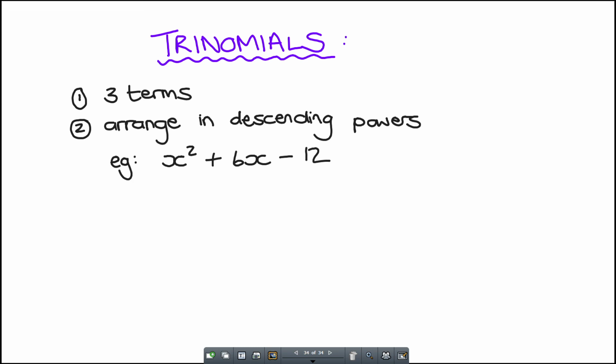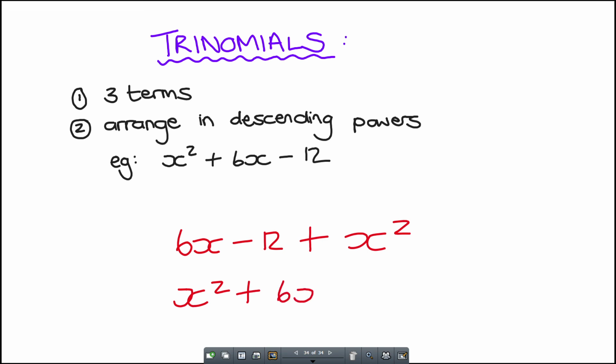Do you guys agree? Do you guys understand what I mean? So if it was shuffled around, and I'll delete it now. If it was like this, if I give it to you like that, your first step is just go and rearrange them so that it would be x squared, then just x, and then constant.